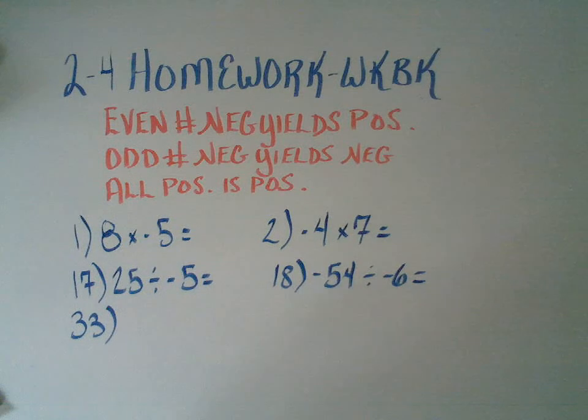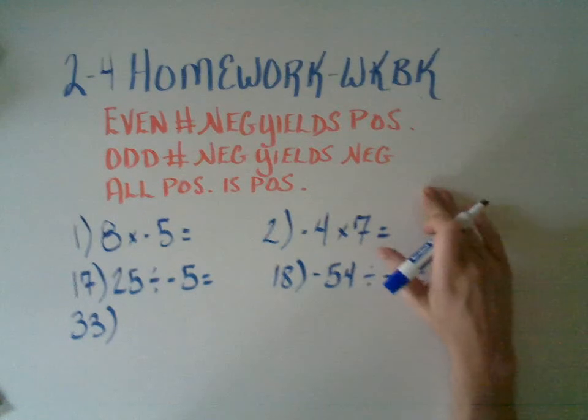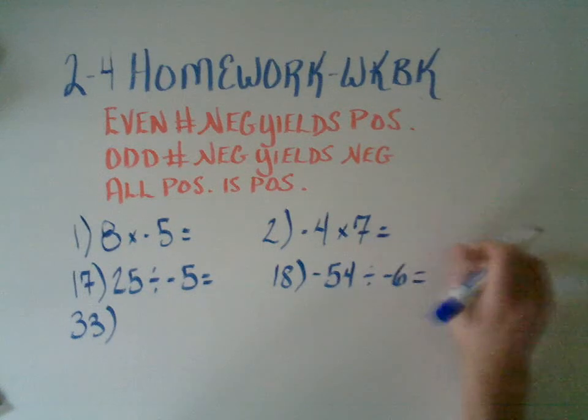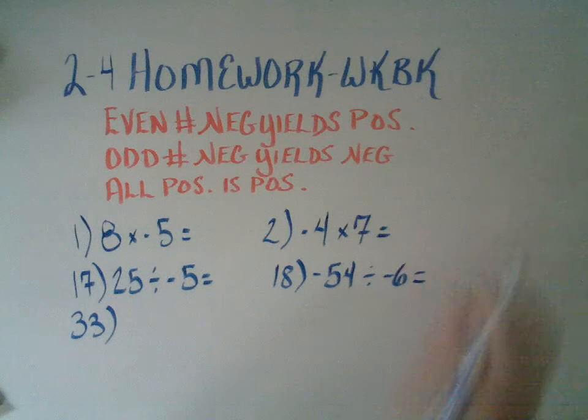Okay, this is the homework helper for Chapter 2, Section 4, Multiplying and Dividing Integers, and this is for the workbook. So we've got here some rules up at the top in red that you saw today during the instruction, which will be helpful for us as we complete the questions.